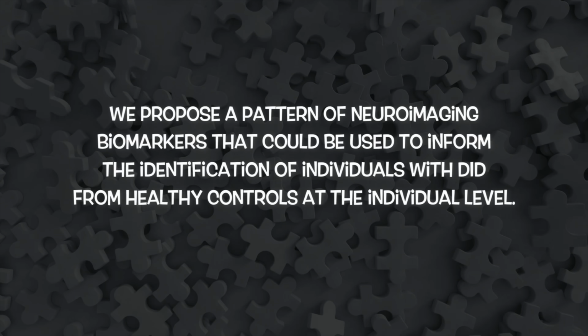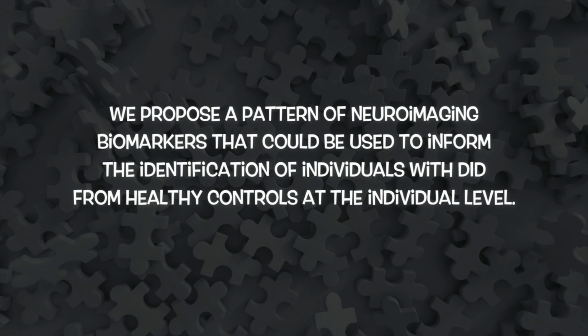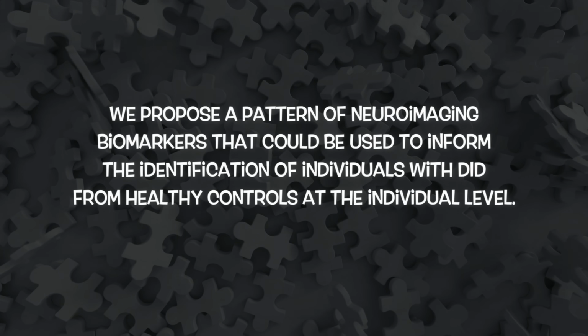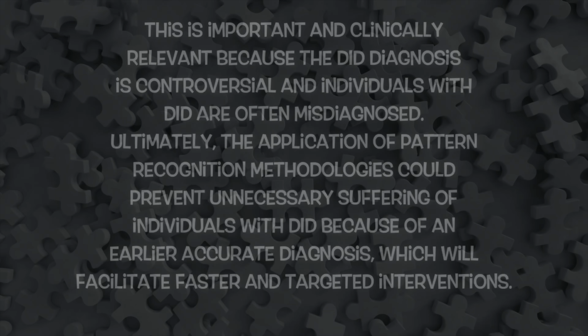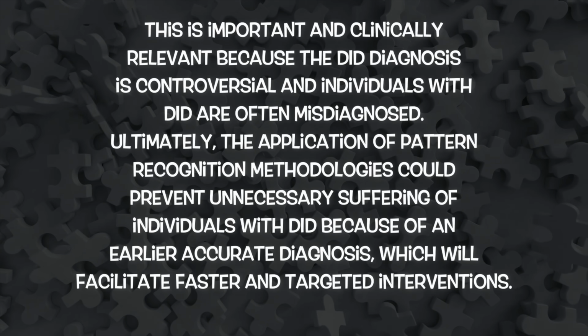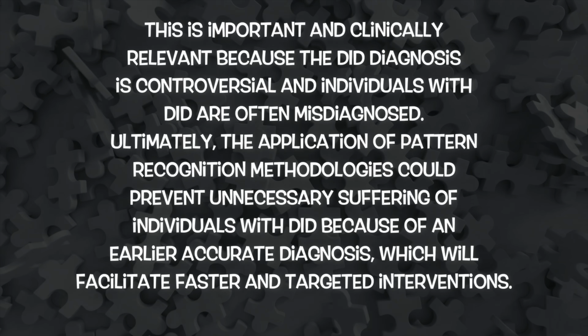A fantastic paper by Professor Reinders and colleagues published in 2019 shows how brain biomarkers for DID actually exist. It's quite an in-depth paper. So Simone and colleagues state that we propose a pattern of neuroimaging biomarkers that could be used to inform the identification of individuals with DID from healthy controls at the individual level. Essentially, you can recognise somebody under a brain scanner with DID in comparison to someone without. This is important and clinically relevant because the DID diagnosis is so controversial and individuals with DID are often misdiagnosed.